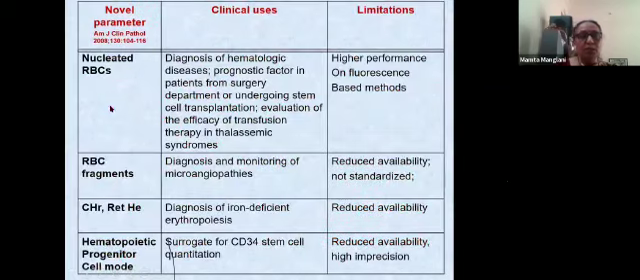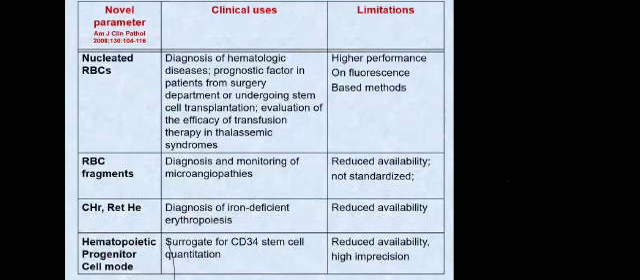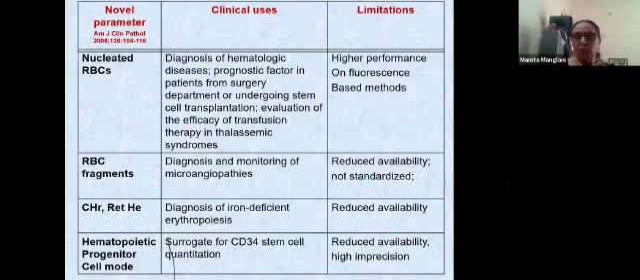We have already dealt with nucleated RBCs. RBC fragments can sometimes be counted as platelets. Retic hemoglobin can help in iron deficiency diagnosis. I think these are a few things which I thought I'll just put for those who are interested in advancing their hematology further, but not really in routine practice. So I think that would be my last slide.